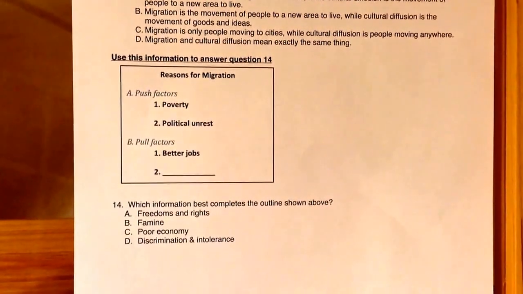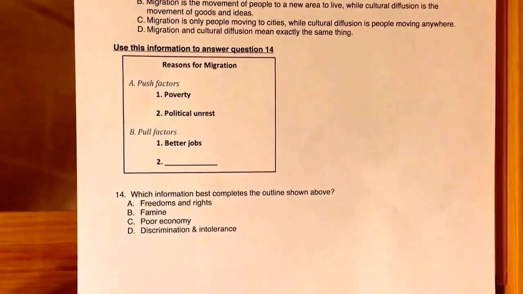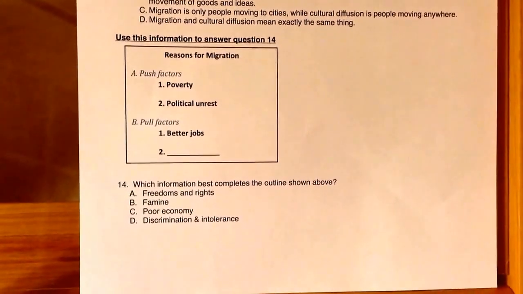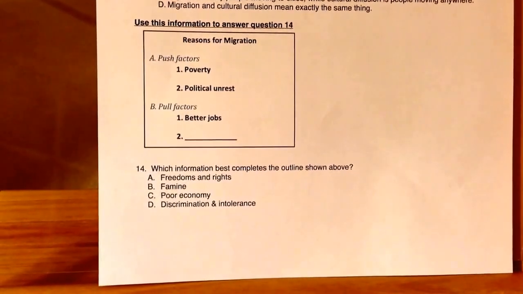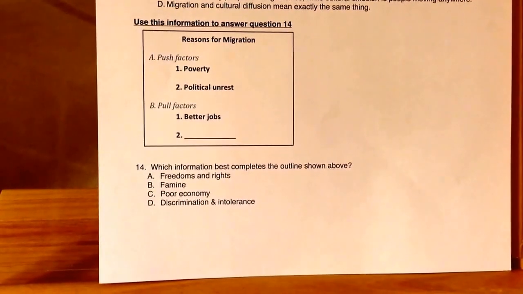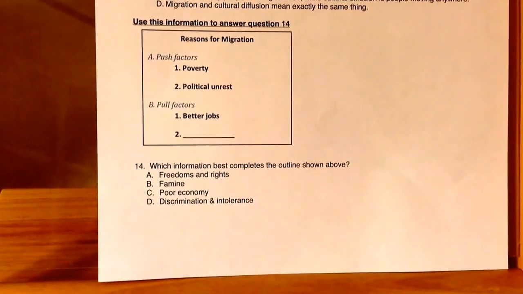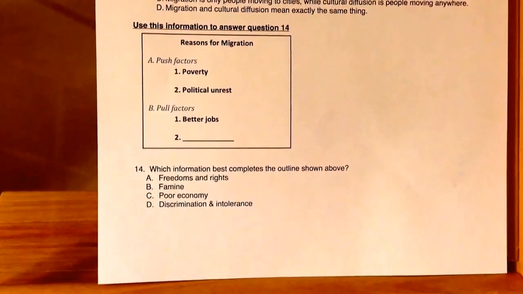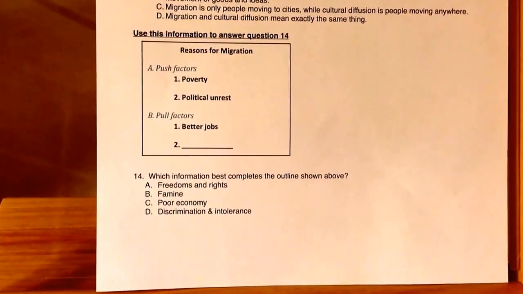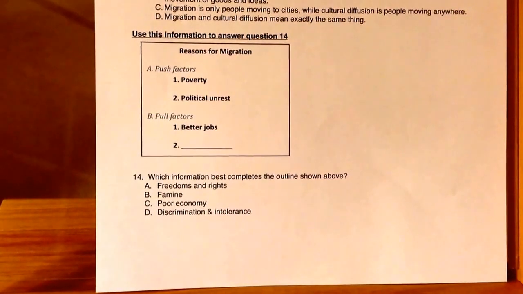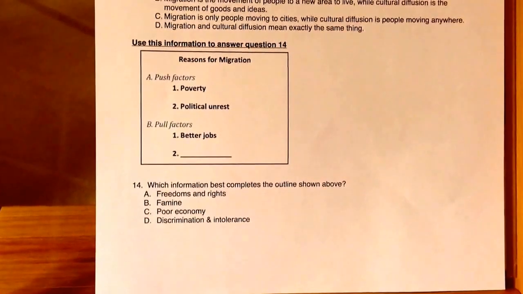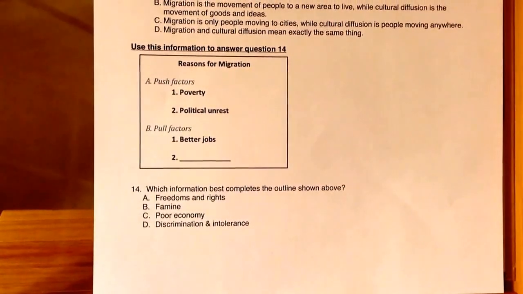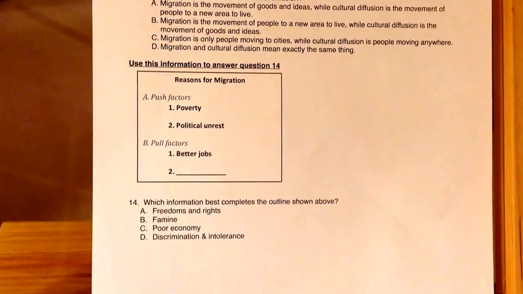Use this information to answer question 14. Reasons for migration. A. Push factors. Number 1, poverty. Number 2, political unrest. B. Pull factors. Number 1, better jobs. Number 2, fill in the blank. Number 14, which information best completes the outline shown above? A. Freedoms and rights. B. Famine. C. Poor economy. Or D. Discrimination and intolerance.